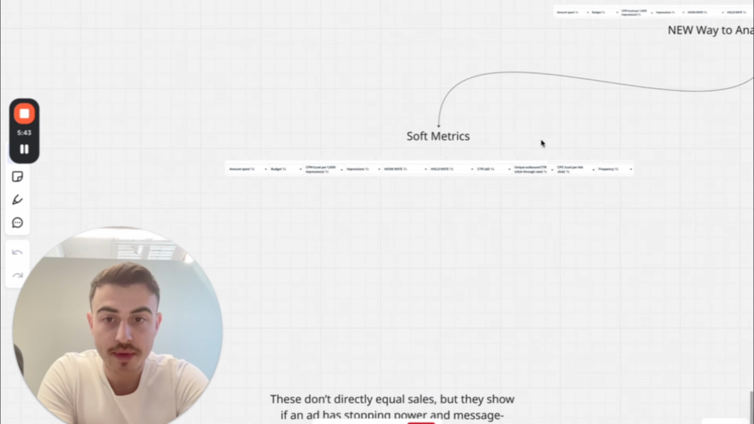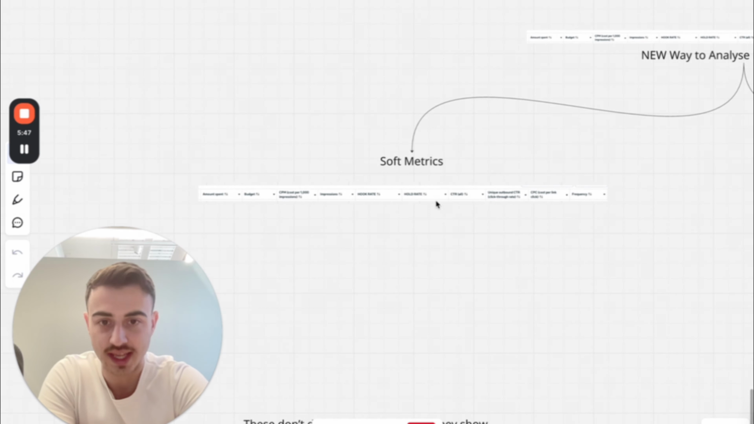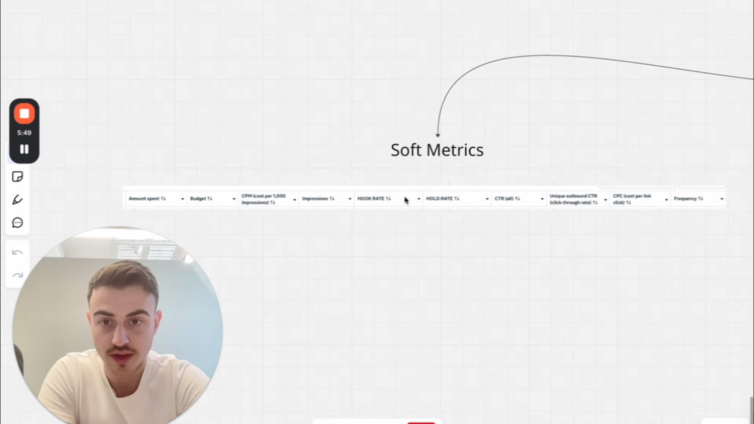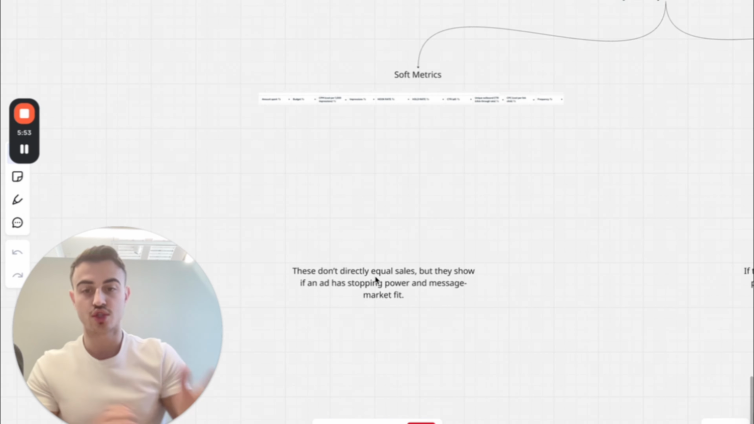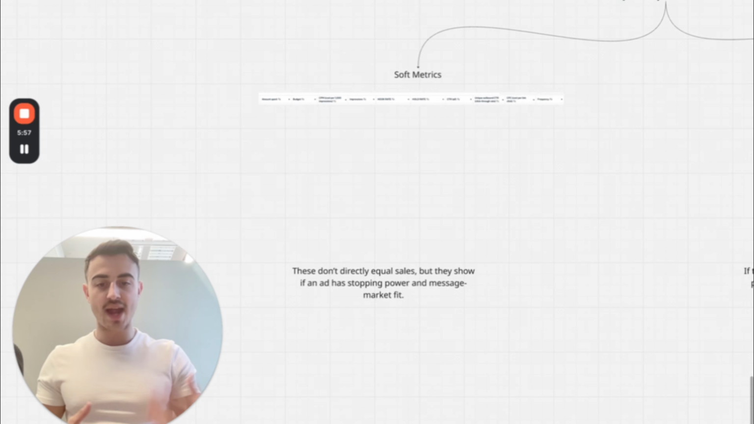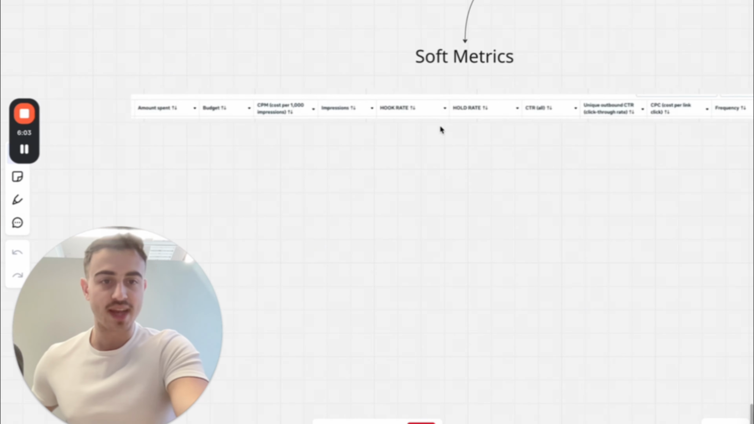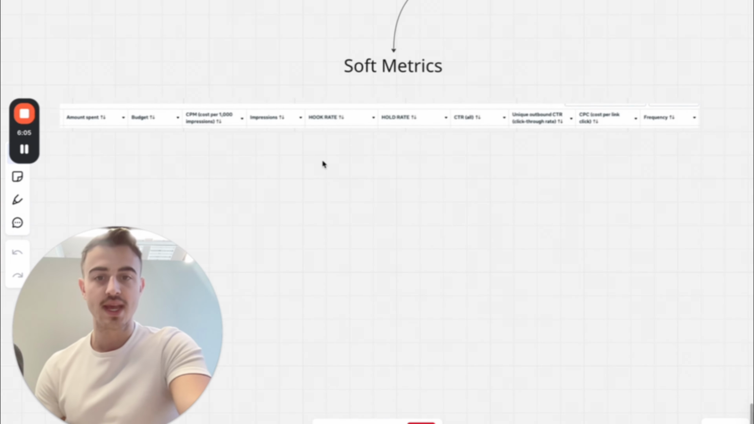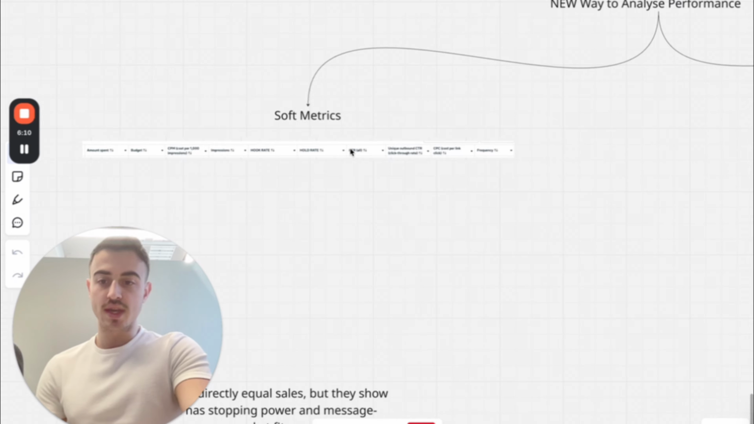All right. But do you see here again, guys, these soft metrics can tell you exactly in the ad account what to improve and where to improve. Again, these don't directly equal sales. The difference between soft metrics and hard metrics is they don't actually equal sales, but they show you if an ad has stopping power and message-market fit. This is all about the ads, what to improve, where to improve. But if all of these are fine, you want to now go into your hard metrics.